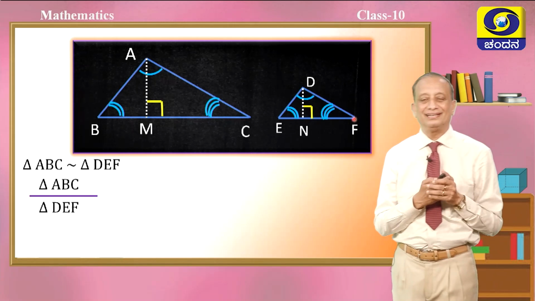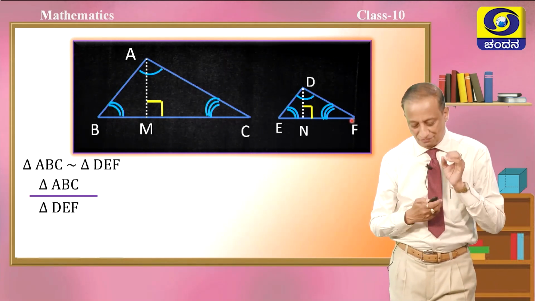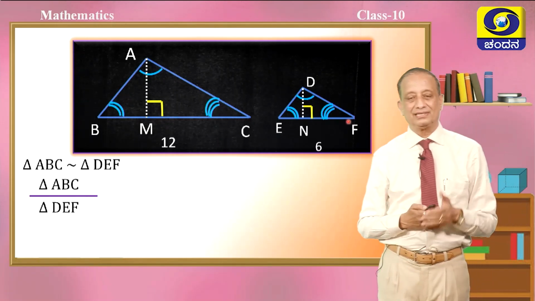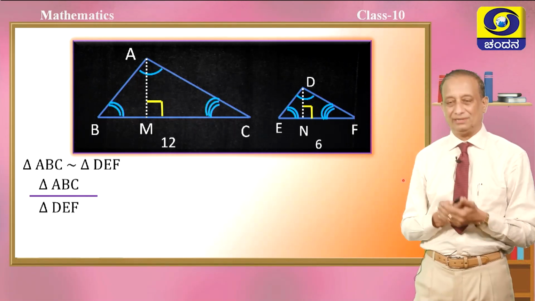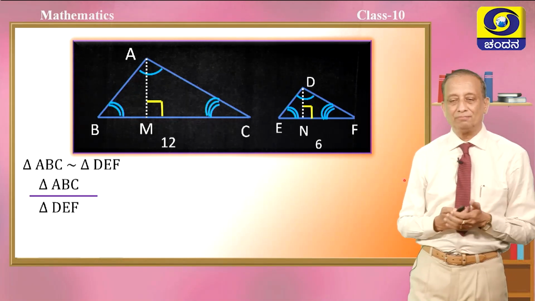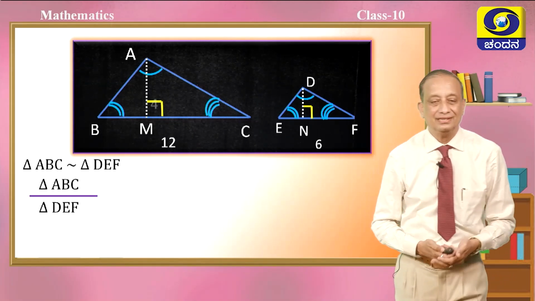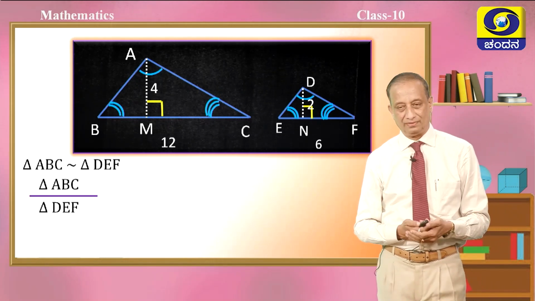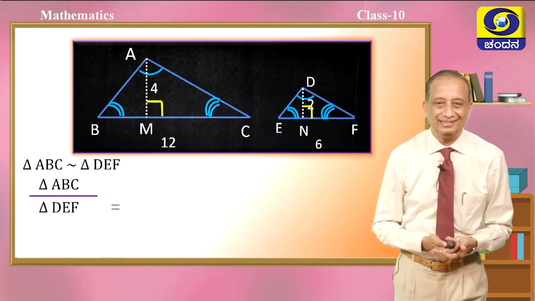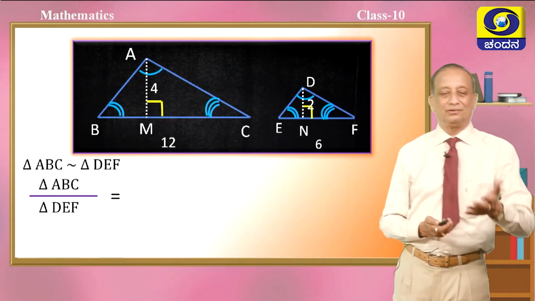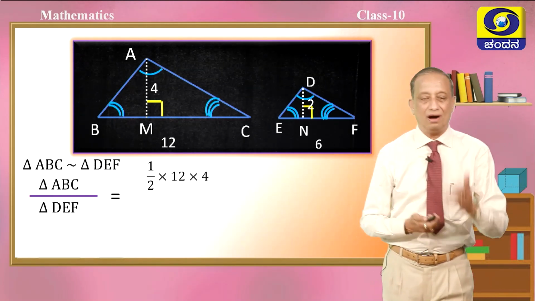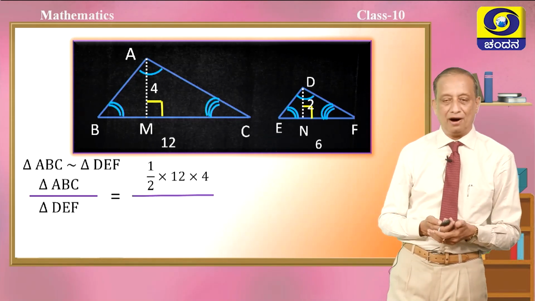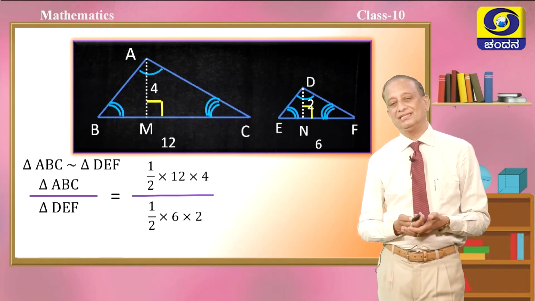Can you not calculate the areas now? For this, let us consider BC as 12 units and EF as 6 units. This is about the bases. What about the heights? Let AM be 4 units and DN be 2 units. Now, with this, can we not calculate the area, children? Come on. So, what is the area of triangle ABC? Half into base into height, half into 12 into 4 upon half into 6 into 2.